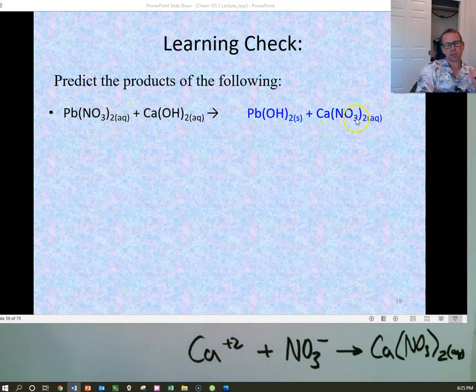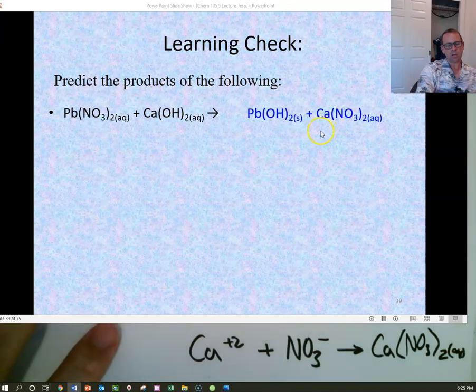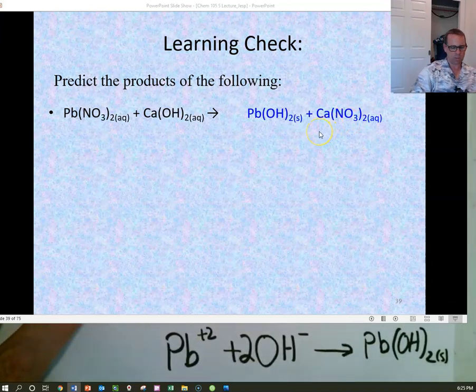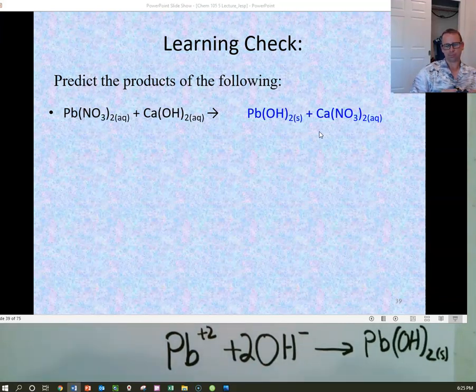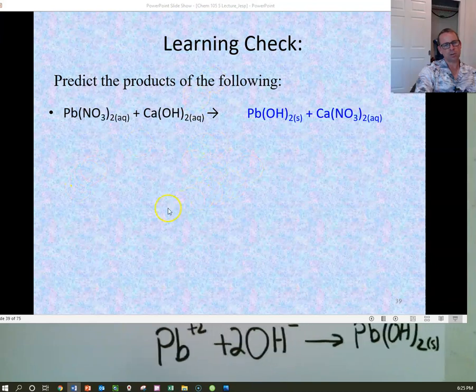So the net ionic equation here is just going to be this one down here, where the lead combines with 2 hydroxides to form the lead hydroxide. Very good. That's a good job for today. Next time we'll go over a couple more of these reactions and predict whether they'll form products or not. Okay?